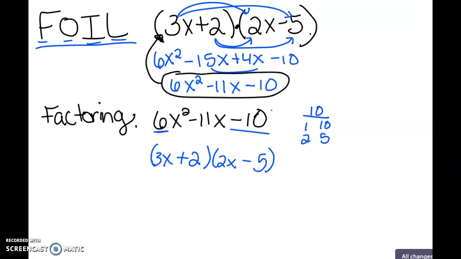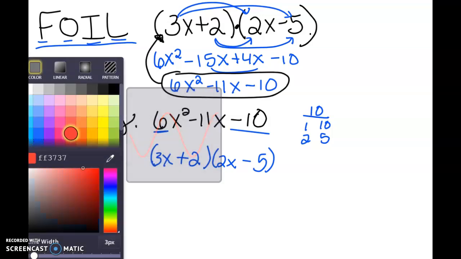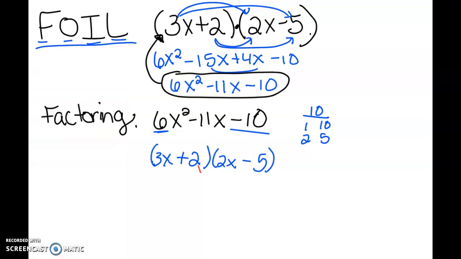And so now all I have to do, I'm going to change colors here. All I have to do now is verify that in fact I have everything I need. And I know that the first times the first does in fact give me 6x squared. I also know that the last times the last gives me -10. So the last thing I have to check is the middle term. If I multiply these, I get 4x. And if I multiply the outside, I get -15x. If I combine those, I get -11x. And that should be the middle term. And it is. So that tells me that I have factored this correctly.